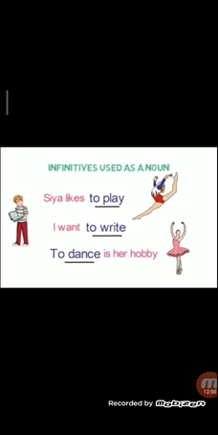वो अपने आप को एक्टिंग करता है. I want to do what? To write. तो एक्शन क्या आया? To write. It's a noun. To dance is her hobby. What is her hobby? To dance. Here you are talking about a particular action, that is dance.